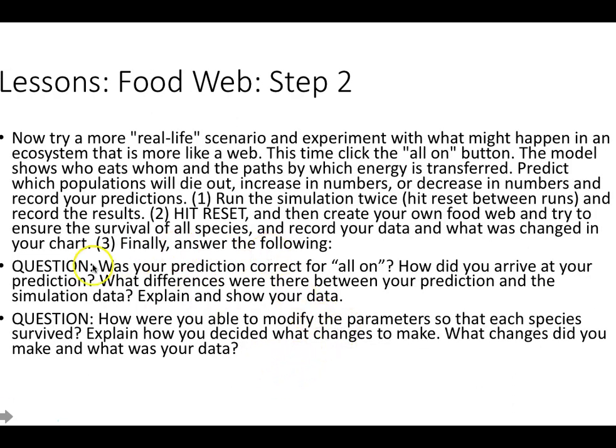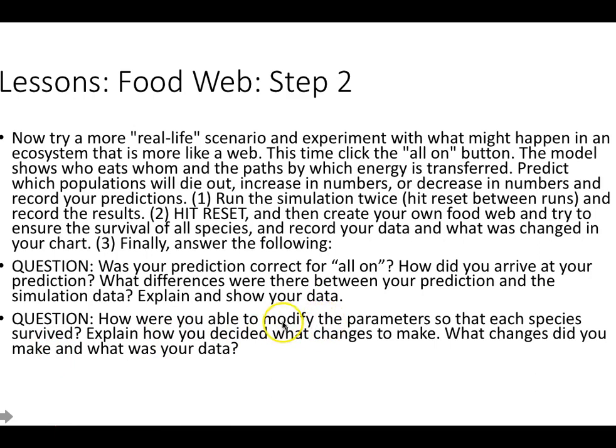And away we go. So the two questions are, the first question is all about what happened when everything was all on. What happened to everybody? You could have made predictions. And what's the difference between your predictions and what you actually got for simulated data? And explain and show your data, make an argument. The second one is yours, all right?